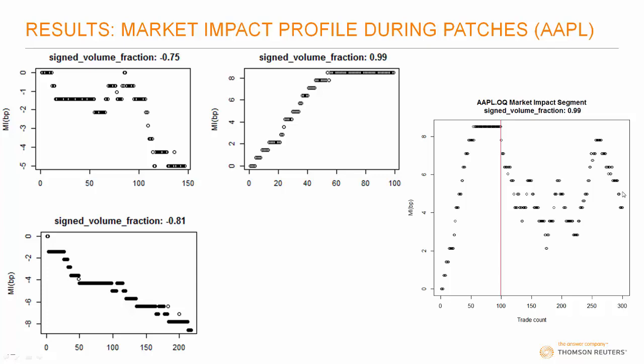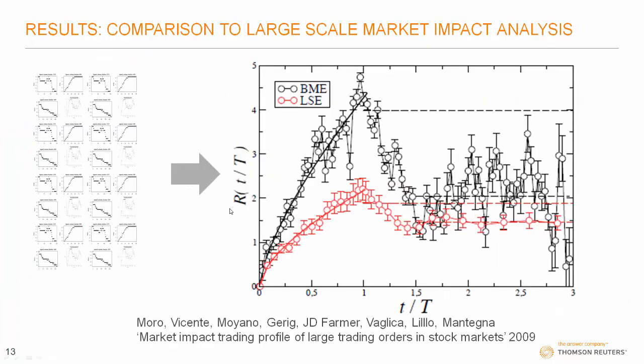I was encouraged by a most beautiful plot from a paper by Mantegna, Farmer, et al. on the market impact trading profile for large trading orders in stock markets. It's really one of the nicest plots that I've seen in all the financial literature. They looked at a very large scale, and took many of these patches for 2 exchanges, and did some rescaling, which is not too important.